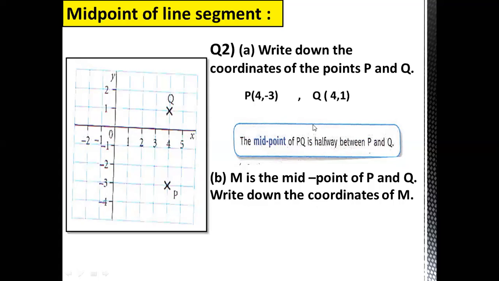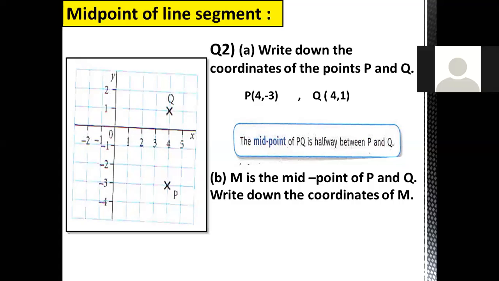Okay. If we want to find the midpoint, that is the halfway. How can we find the midpoint between two coordinates? Who wants to help? Muhammad? Yes, Muhammad, I can hear you. We found the halfway. How can we find the midpoint between Q and P?